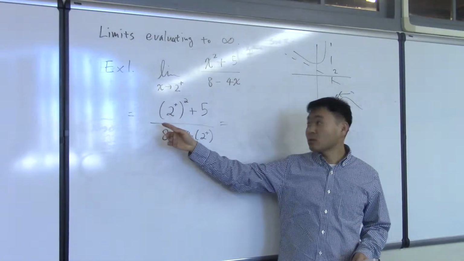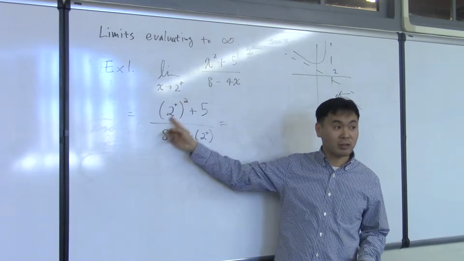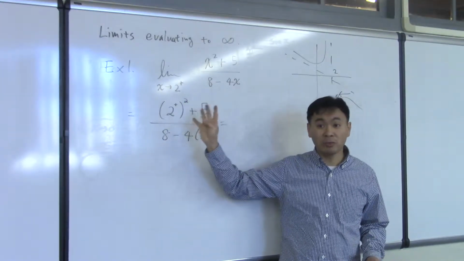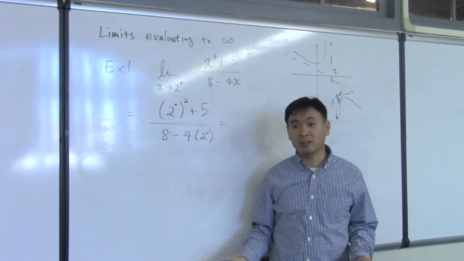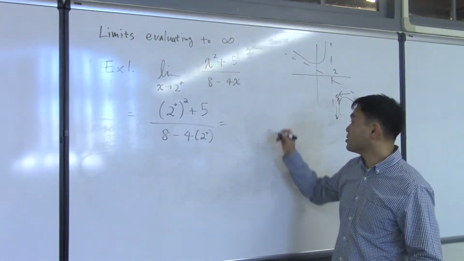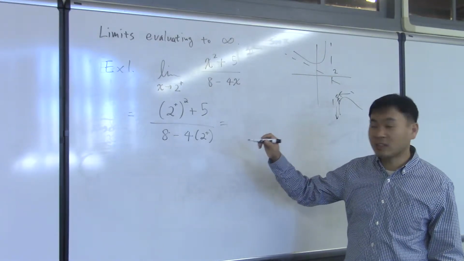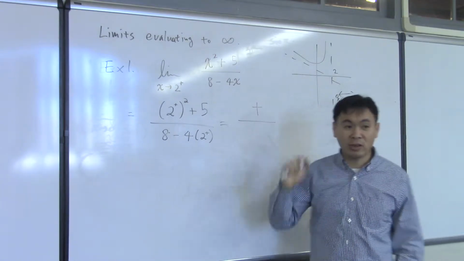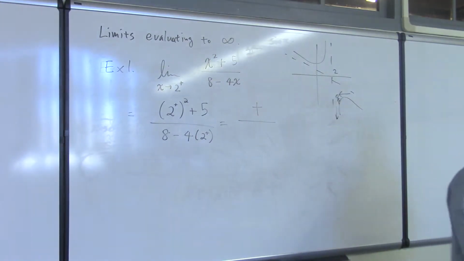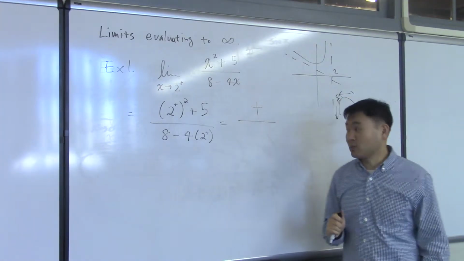If you square a value close to 2, what do you get? Positive 4, and 4 plus 5 gives 9. So you get something close to 9, and we don't really care about the exact value. All we care about is that the top will evaluate to a positive value if you plug in 2 plus.